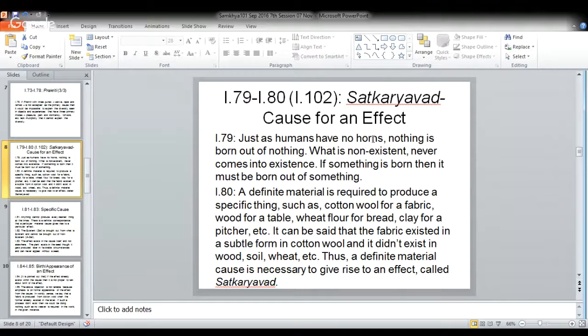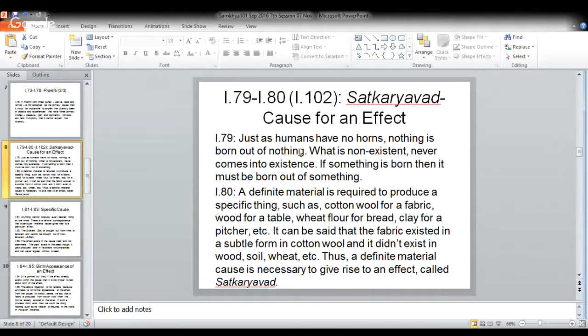Just as humans have no horns, this is something non-existent. If something is not non-existent, that is non-existent. But other than that, if things exist, that is what is going to be analyzed. What doesn't exist and doesn't have a cause, as simple as that. Just as humans have no horns, nothing is born out of nothing. Na asat means non-existent. Utpado, non-existent cannot give rise to anything which can bear the characteristics of existence.